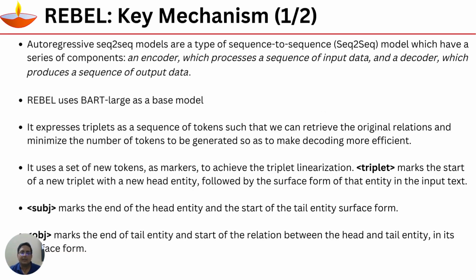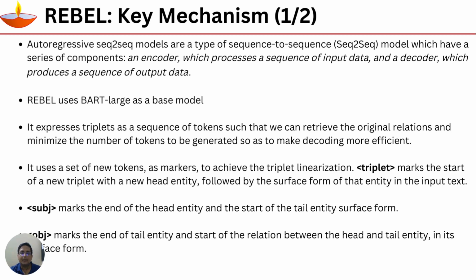Okay, so what's the key mechanism, how does it operate? So like I stated, it uses autoregressive sequence-to-sequence models. These are the type of sequence-to-sequence model which have a series of components: an encoder which processes a sequence of the input data and a decoder which produces a sequence of the output data. In case of REBEL, it uses BART large as the base model, right? It expresses triplets as a sequence of tokens such that we can retrieve the original relations and minimize the number of tokens to be generated so as to make the decoding more efficient.